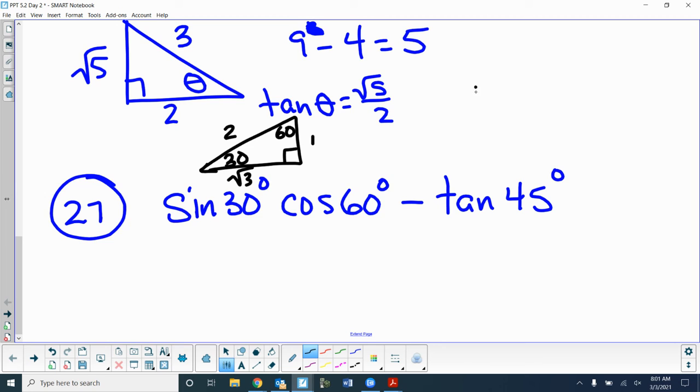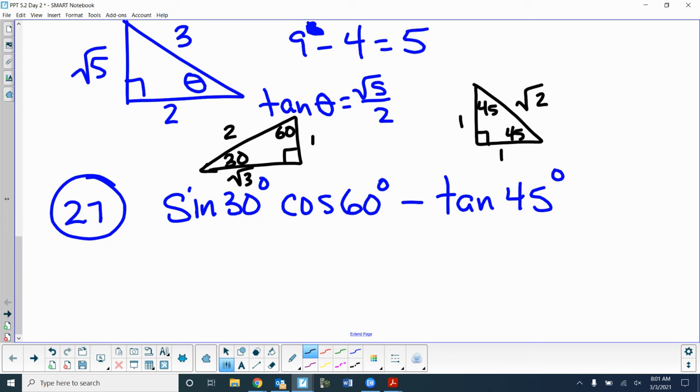For the 45, 45, I made them x's, but I like to do 1, 1, and then the square root of 2. You don't have to worry about canceling x's and stuff.